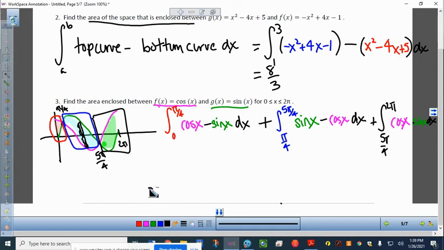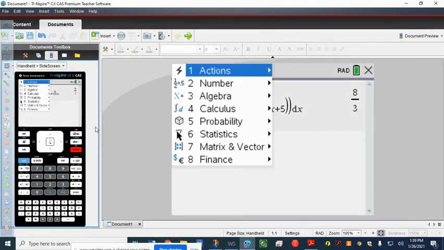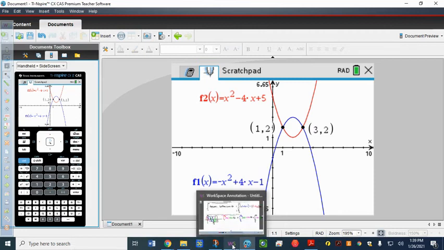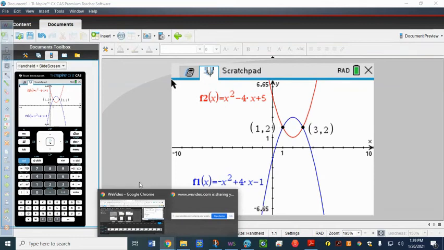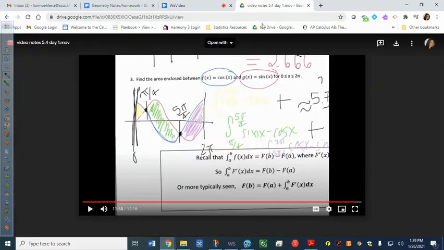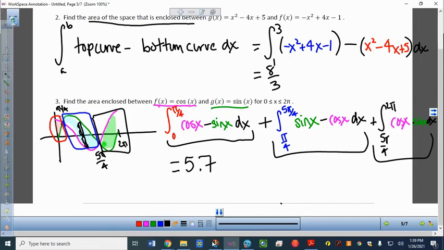And so we're going to plug each of those into our calculator. I believe that if you plug all those things into your calculator, you will end up with 5.7. So that's our value here. You'll have to plug each of these in individually in your calculator.